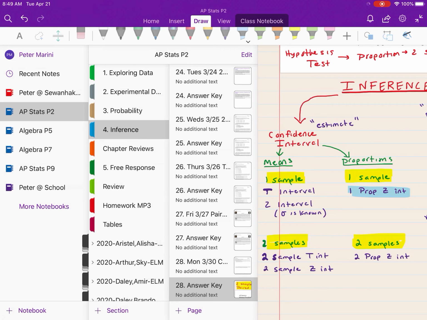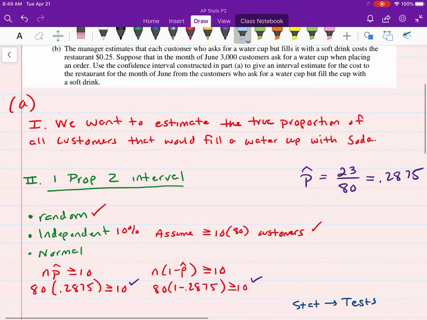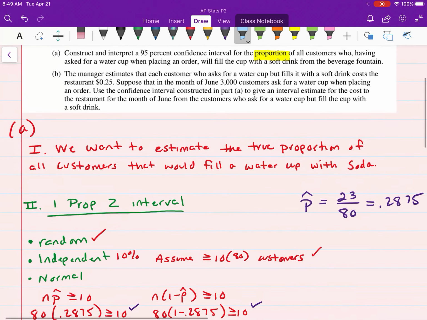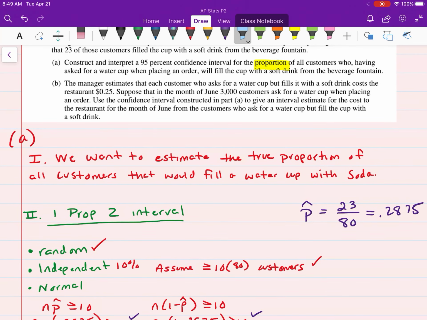So going back to the problem, I wrote down that it's a 1 prop z interval, and then you have to check 3 conditions. One of them is random, and it says in the problem that it is a random sample of 80 customers, so I put a check next to that. Independent, you want to make sure that this is an independent random sample. You want to make sure that these 80 customers, if he takes another sample of 80 customers on another day, that you're not going to get the same people. You want to make sure that it's a different independent group.